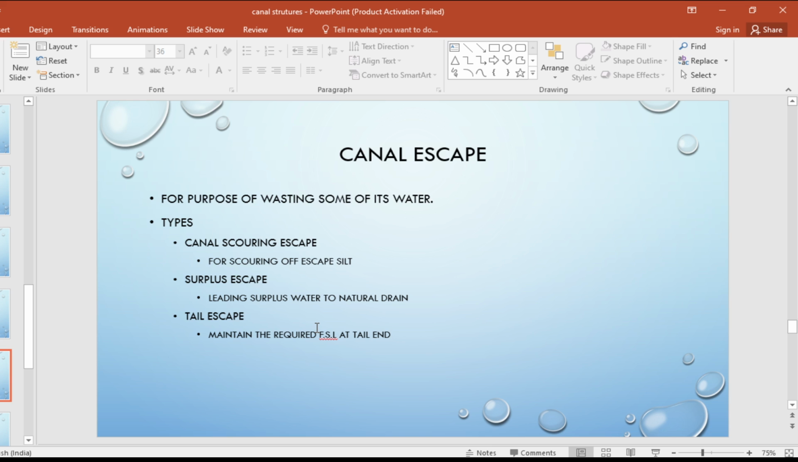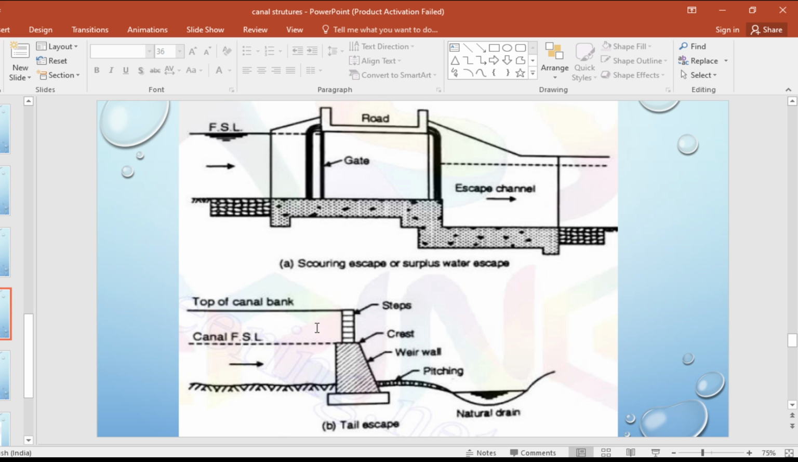I'll show the diagram for it. This is your scouring escape or surplus escape. This surplus escape may be of weir type, with the crest of weir wall at FSL of the parent canal level, parent canal bed level.